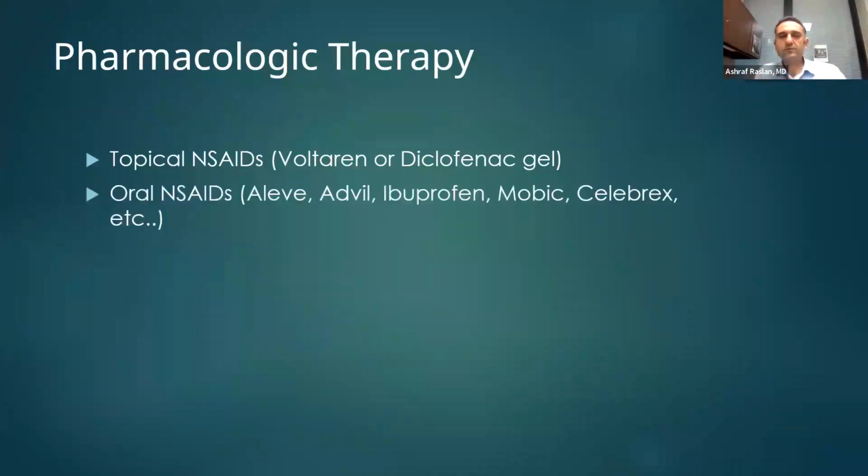Now, if needed, if this doesn't help enough, the oral non-steroidal medications, oral NSAIDs, are effective in many people.